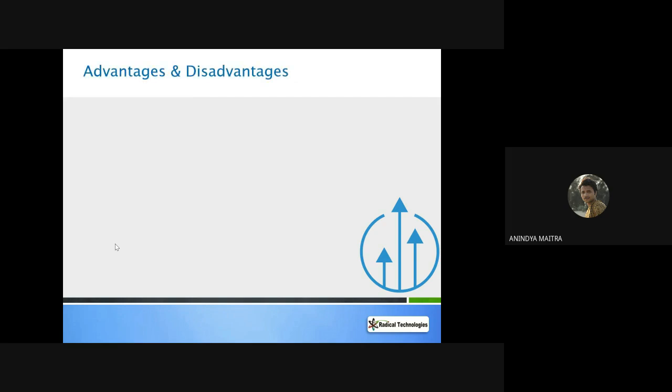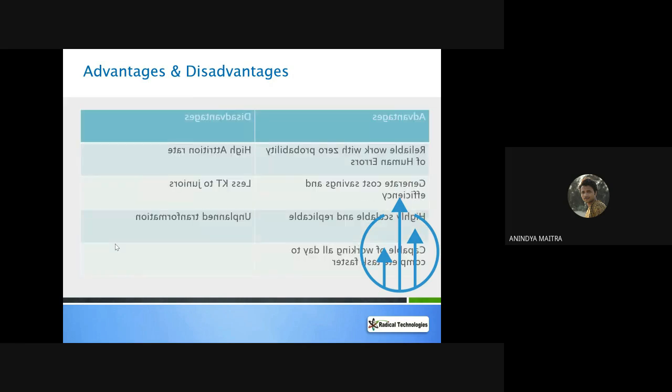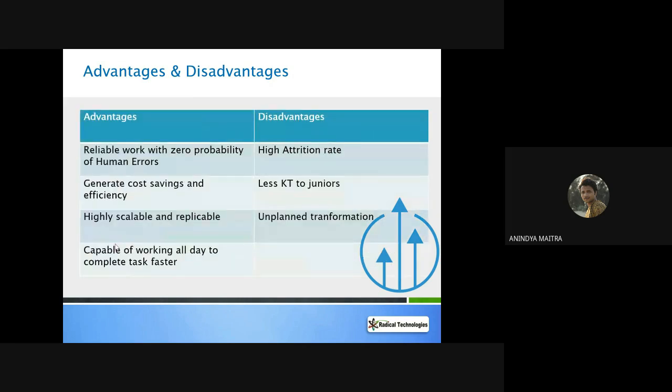Next topic, the advantages and disadvantages. Till this point, I was telling you mostly the advantages of RPA, but that is not the only thing. Everything in this world has some disadvantages along with advantages, so RPA also has some disadvantages. Advantages first: reliable work with zero probability of human errors, which we have discussed already; generate cost savings and efficiency, which we have also discussed; highly scalable and replicable; and capable of working all day to complete tasks faster, 24 into 7 operational.